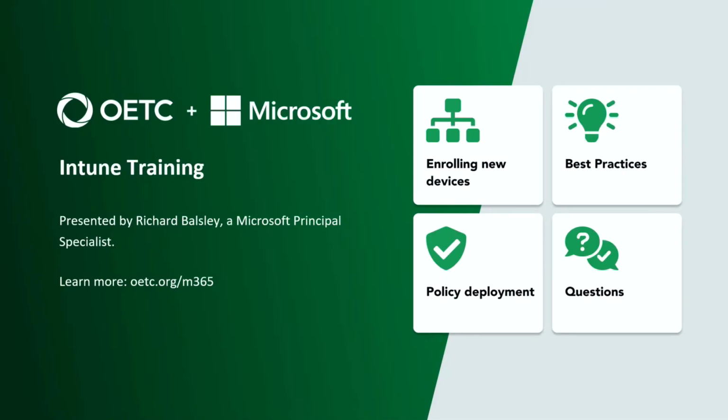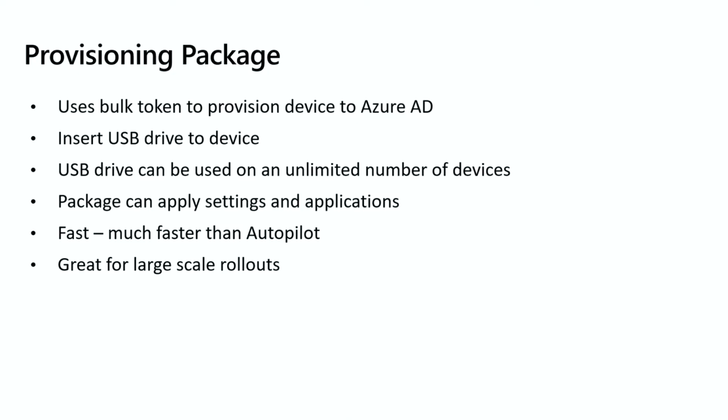Okay, get to this slide. So we talked about Autopilot, and now let's talk about provisioning packages. Provisioning packages leverage something called a bulk enrollment token. A bulk enrollment token is a token that's used to register devices into Azure Active Directory. And this token, like its name suggests, it's bulk, so you can use this on hundreds or thousands of devices if you want. There's really no limit for the number of devices you can use.